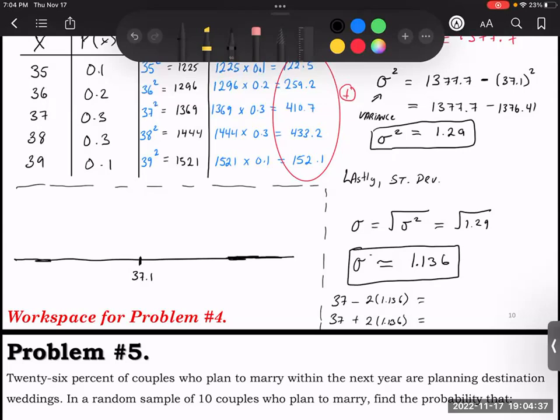Within 2 standard deviations. The range rule of thumb basically says that about 95% of the values should be within that bound, right? So if I take 37 minus 2 times 1.136, you get something like 34.728. That's right. If I were to take 37 plus 2 times 1.136, that's about 39.272.